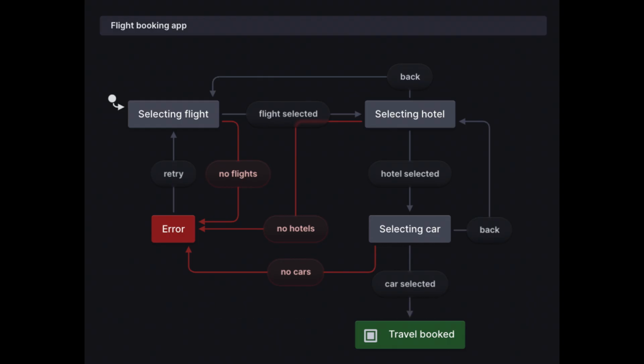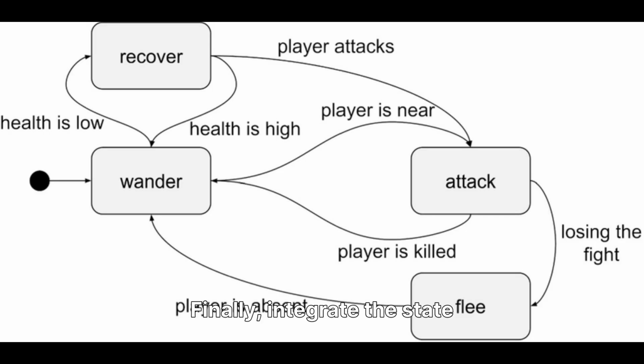Create a state machine class to manage these transitions and the overall flow between states. This central class will handle changing the current state and executing the appropriate state logic. Finally, integrate the state machine into the NPC's script and update its behavior based on the current state. This ensures that the NPC's actions are always governed by its active state.